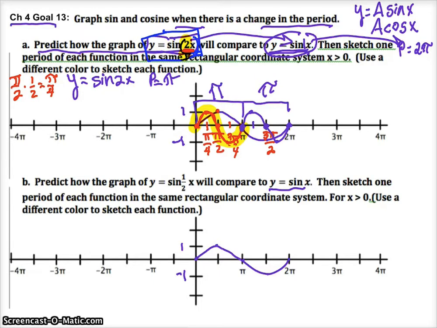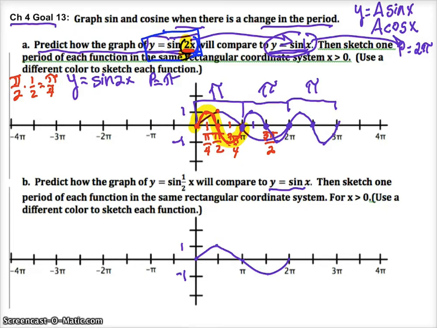If I ask you to sketch a third period, it should also be 1 pi radians in length, which means we would end at 3 pi. So we'd start at 0, maximum, back to the x-intercept, minimum, and back to the x-intercept. And we could repeat this pattern over and over and over.